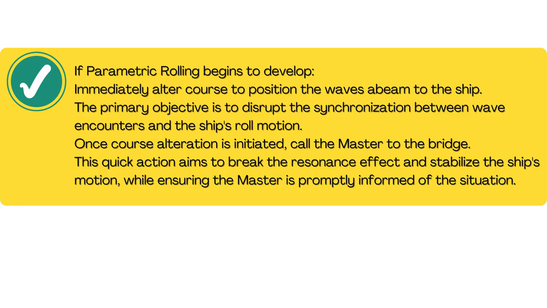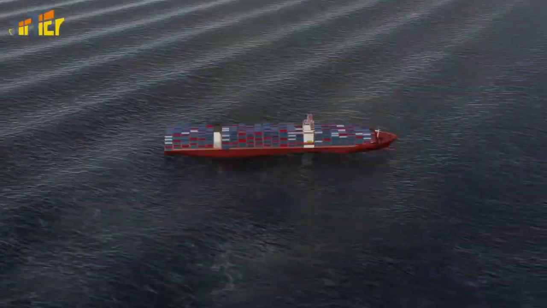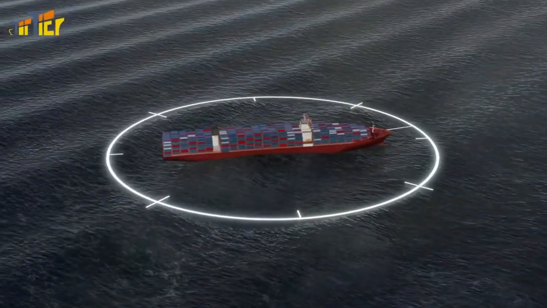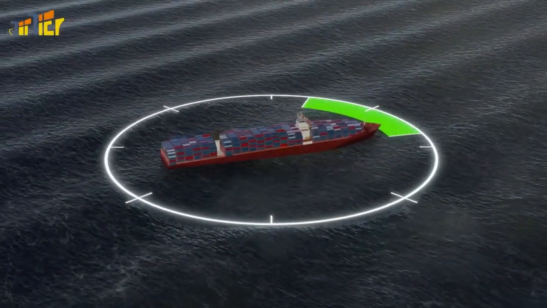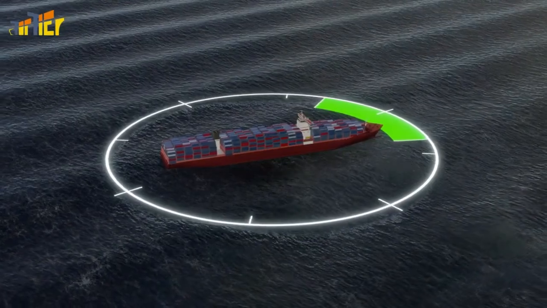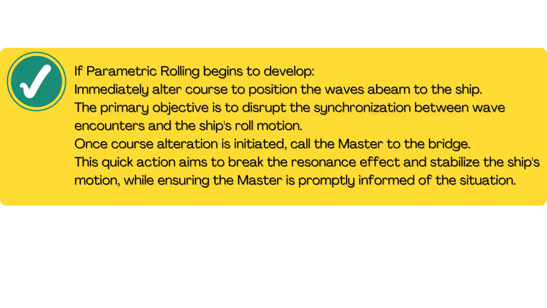If parametric rolling begins to develop, immediately alter course to position the waves abeam to the ship. The primary objective is to disrupt the synchronization between wave encounters and the ship's roll motion. Once course alteration is initiated, call the master to the bridge. This quick action aims to break the resonance effect and stabilize the ship's motion, while ensuring the master is promptly informed of the situation.